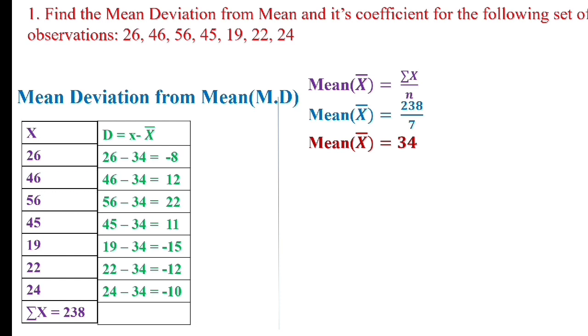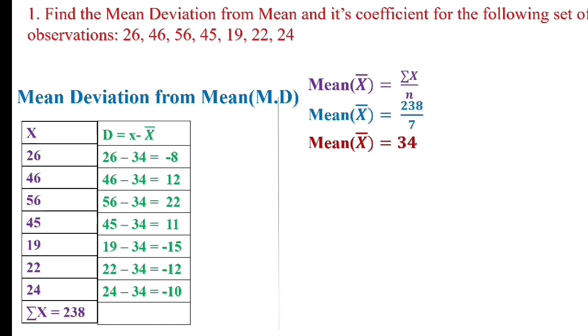So we need to subtract: 26 minus 34 equal to minus 8. 46 minus 34 equal to 12. 56 minus 34 equal to 22. 45 minus 34 equal to 11. 19 minus 34 equal to minus 15. 22 minus 34 equal to minus 12. 24 minus 34 equal to minus 10.